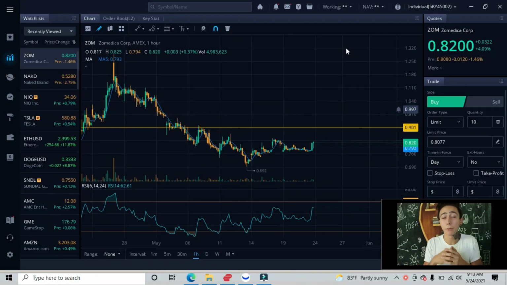So next up for the stocks we're breaking down this morning is ZOM, or ticker symbol ZOM. I have my lines and graphs already set. Please forgive me for the lag. This is a new camera and I'm still trying to figure it out, so bear with me.